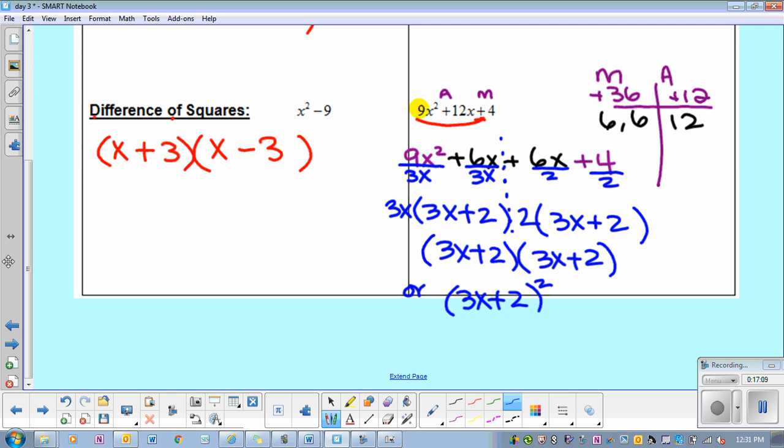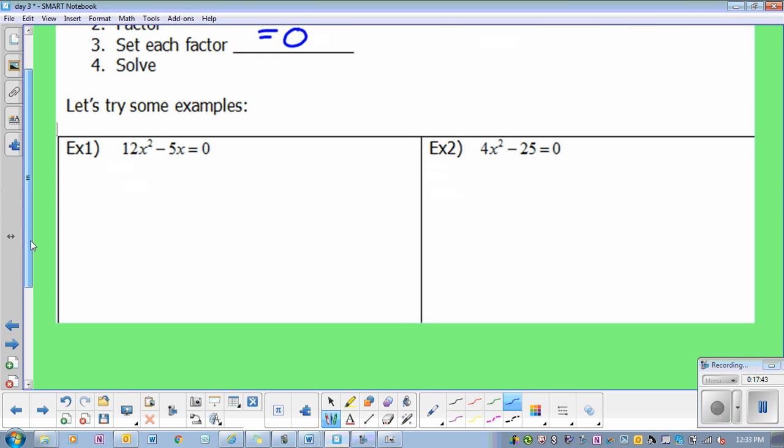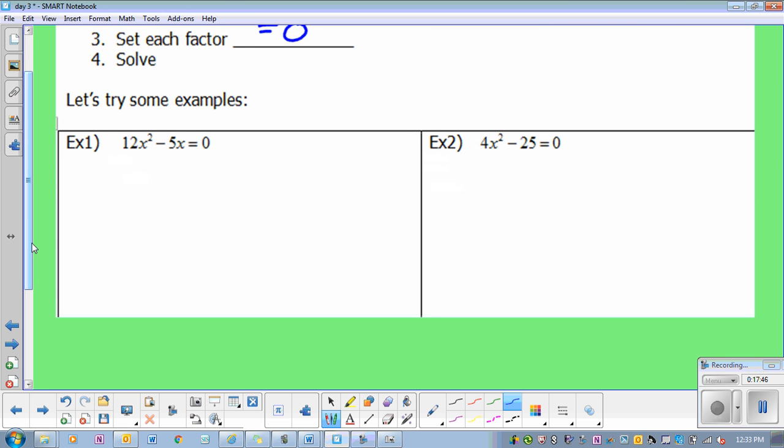So when you're solving, you need to set the entire equation equal to 0. Okay? Everything has to be equal to 0. And then we factor. And then we need to set each factor, each of the parentheses and any GCFs that we might have, equal to 0. And then we solve. So we only solve when we see an equal sign because those are equations, right?